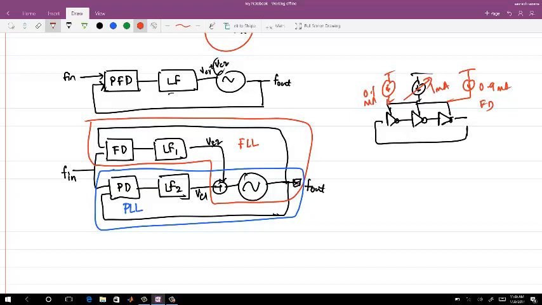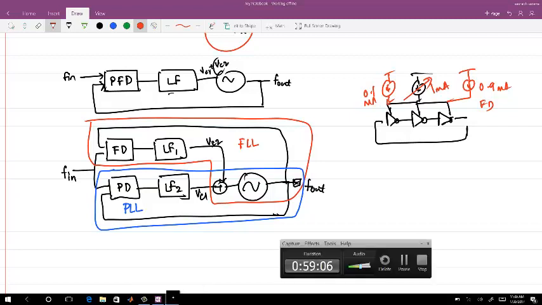We will see this when we come to it, it's more of a wide band frequency detection, wide acquisition range, low jitter, wide bandwidth and all those. Okay, so let's stop here.